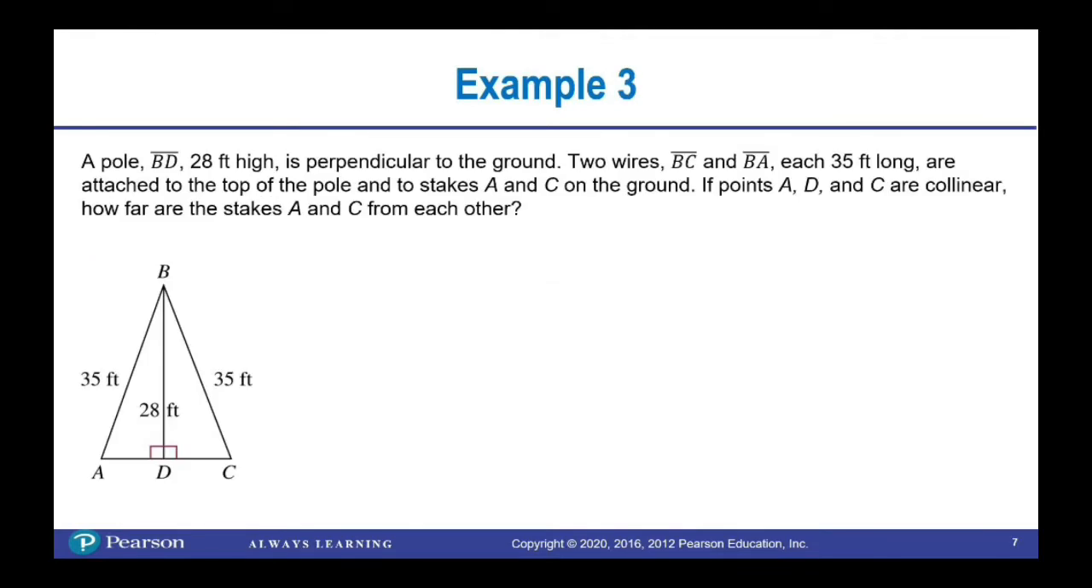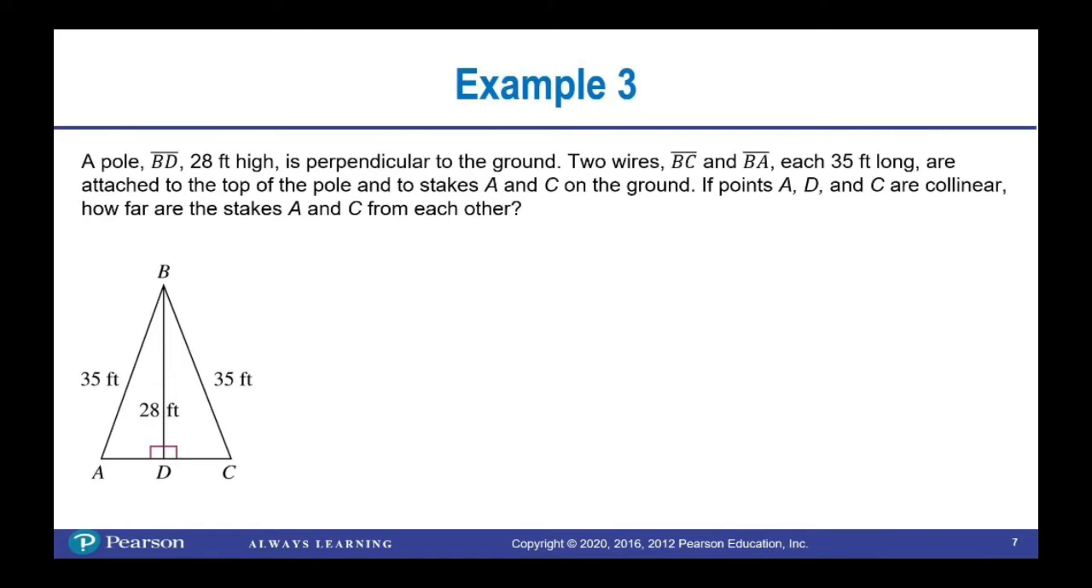Now look at example 3. We have a pole that's 28 feet high and is perpendicular to the ground. That's going to be segment BD. Two wires, each 35 feet long, are attached to the top of the pole and to stakes A and C on the ground. You'll see that in segment BA and segment BC. Points A, D, and C are collinear, and we want to know how far are stakes A and C from each other. I'm going to start by looking at triangle ABD.